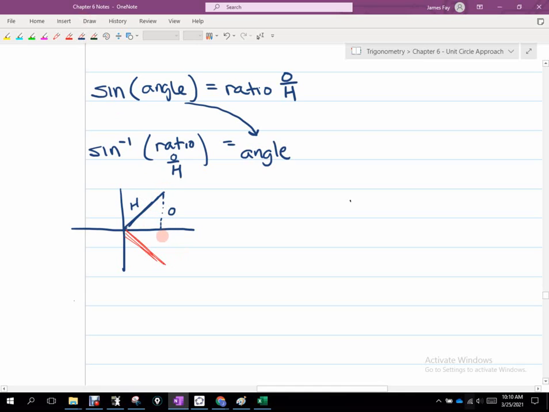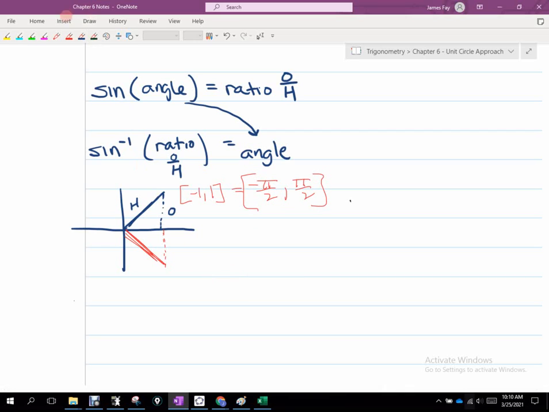If my y were down here, my opposite side would be a negative divided by hypotenuse, so it'd be 0 to negative 1. So what we find out is that this input value can only be between negative 1 to 1. And because of this, my angles can only be from negative pi over 2 to pi over 2, or negative 90 to positive 90 if we were to write it as degrees.